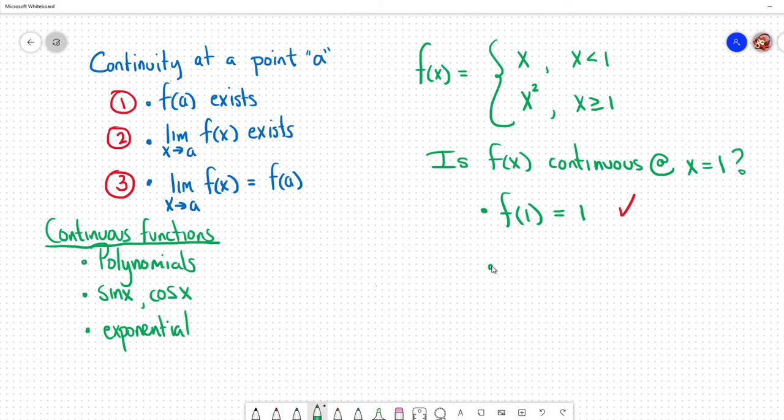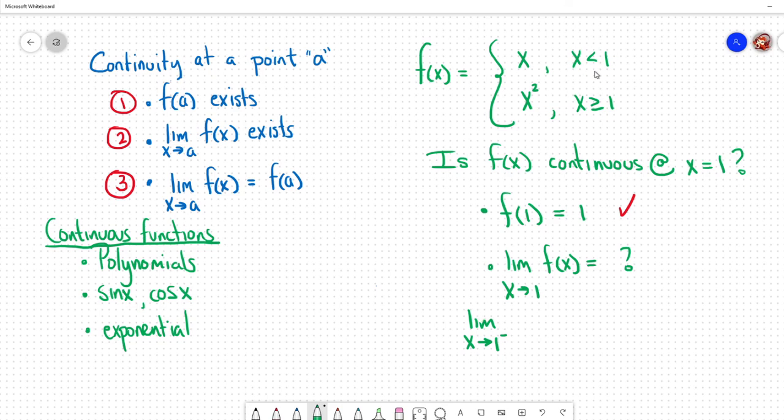Next, does the limit as x approaches 1 exist? Okay, this is a piecewise function. I can't just plug in the number because I don't know if it's continuous. We cannot do a direct substitution. I have to do what we did in assignment number 1, those left and right hand limits. So in order for me to answer this, I'm going to have to do a little side investigation. So what's the limit as x approaches 1 from the left? So numbers less than 1.